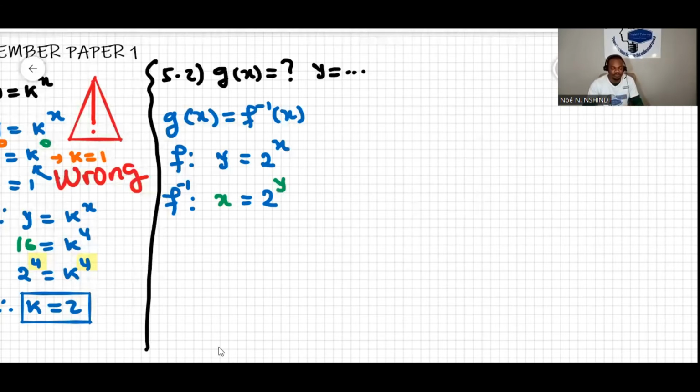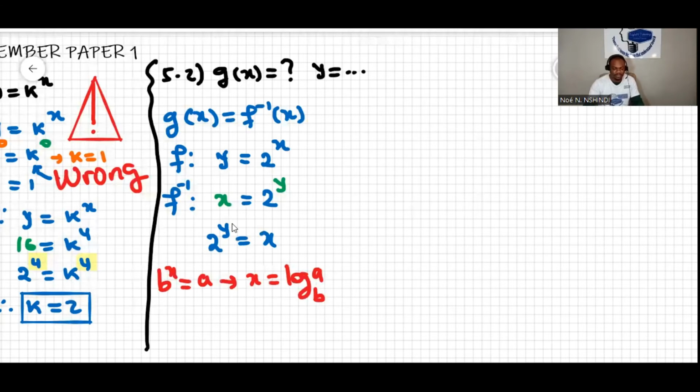So I'll prefer to reverse write like this: 2^y equals x. If I need to find the value of y, I can use the log properties. You must know that b to the power of x equals a implies that x equals log of a base b.